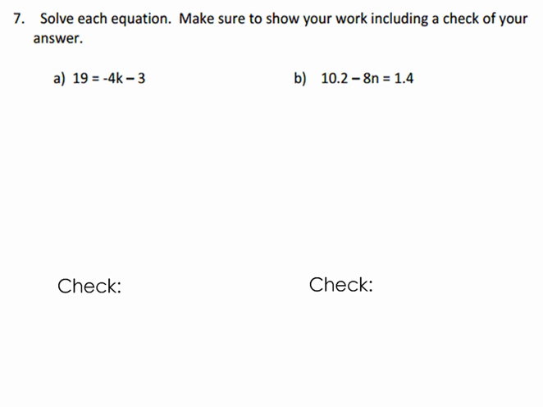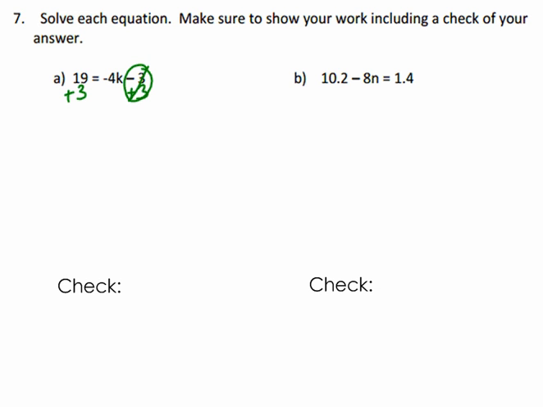All right, on to solving equations. The first couple are two-step equations. So on part A, I am subtracting 3 on the same side as the variable. So to undo subtracting 3, I need to add 3 on each side.